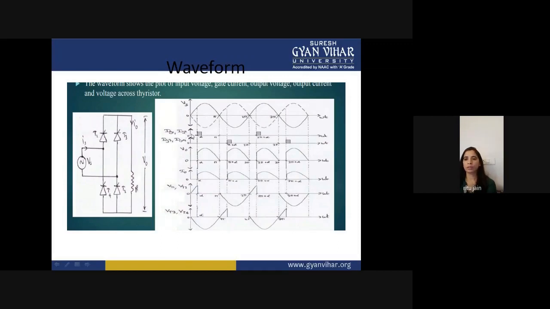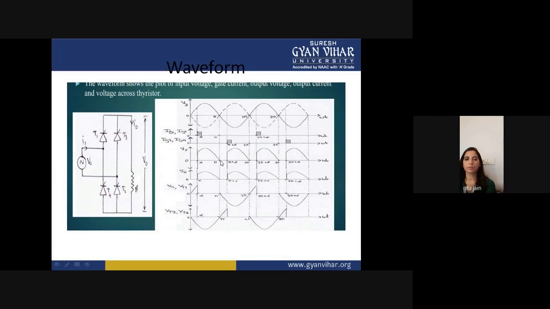So you can see here that we are applying gate pulse, which is your IG1 and IG2, to this positive half cycle. The delay angle is your alpha. Fine. When T1 and T2 conduct, the circuit completes through this load. So the circuit will be from supply voltage, T1, resistance and T2. This is your circuit which is completing through these components. So you will get the output voltage in this condition. You can see from alpha to pi you are getting your output voltage.